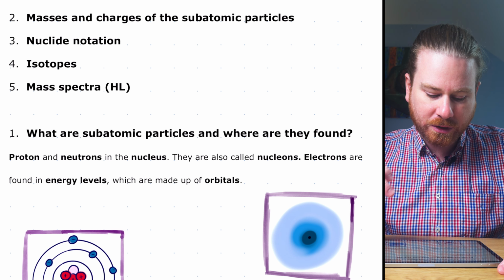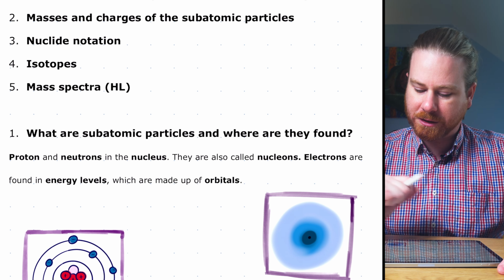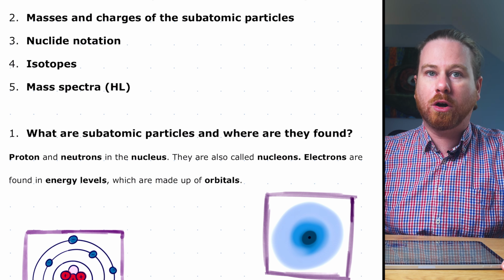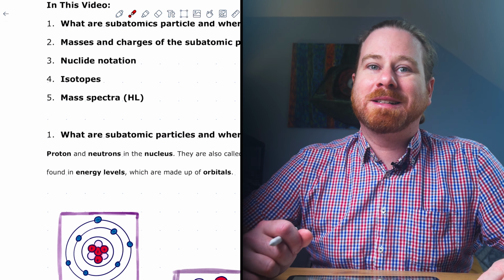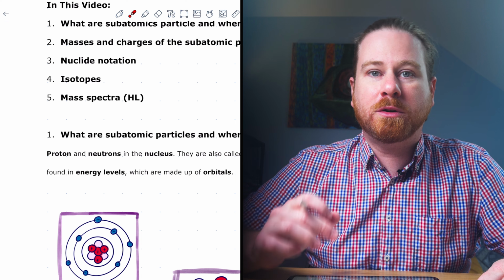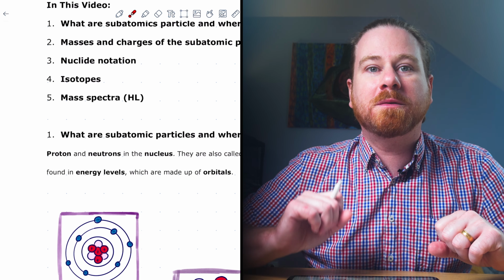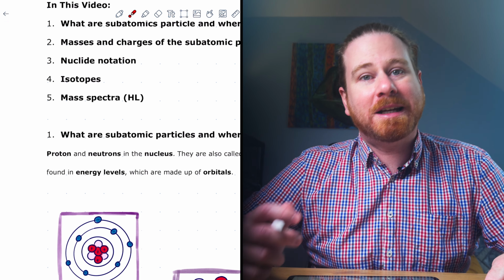Protons and neutrons are found in the nucleus, and they are also called nucleons, and electrons are found in energy levels which are made up of orbitals. Atoms are the smallest bits of matter that can take part in a chemical reaction. They are made up of three subatomic particles. We've got the protons and the neutrons making up all of the mass, and electrons making up all of the volume.